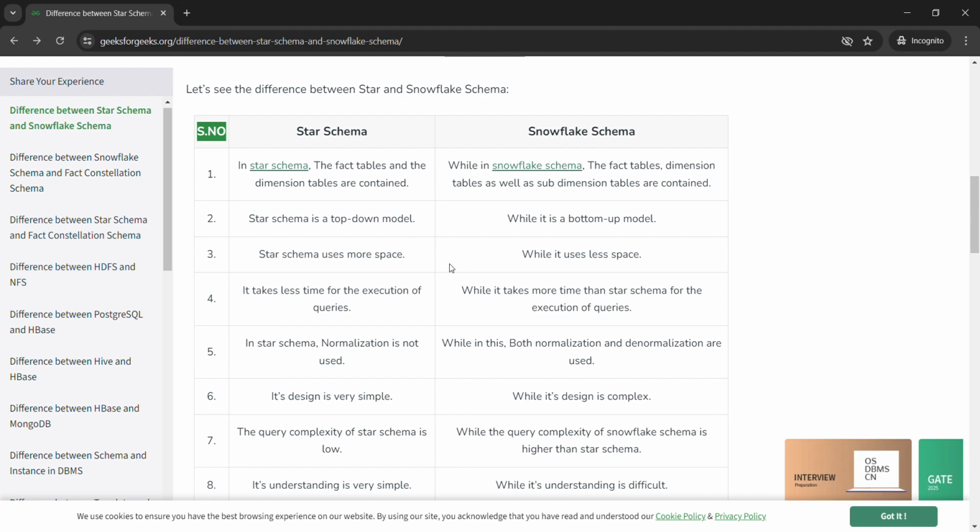Star schema takes less time for the execution of queries and snowflake schema takes more time than star schema for the execution of queries. In star schema, normalization is not used, while in snowflake schema, both normalization and denormalization are used. Star schema's design is very simple, while snowflake schema's design is complex.